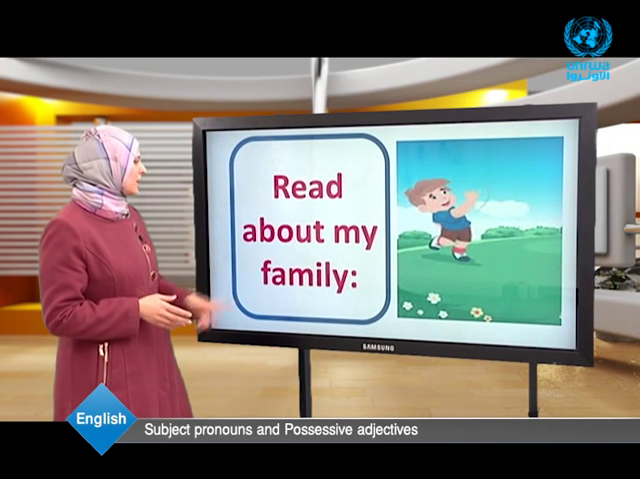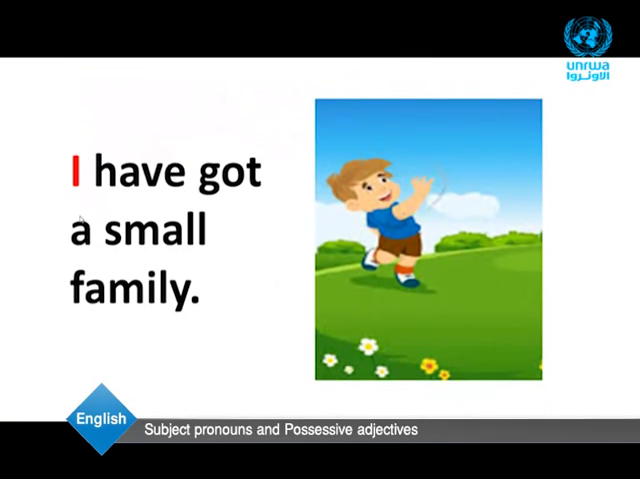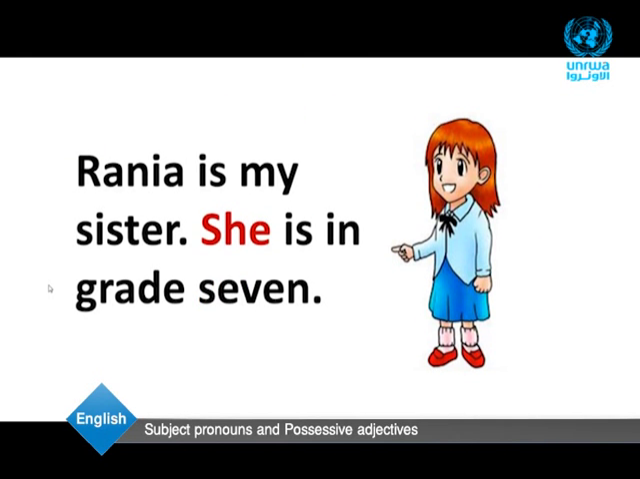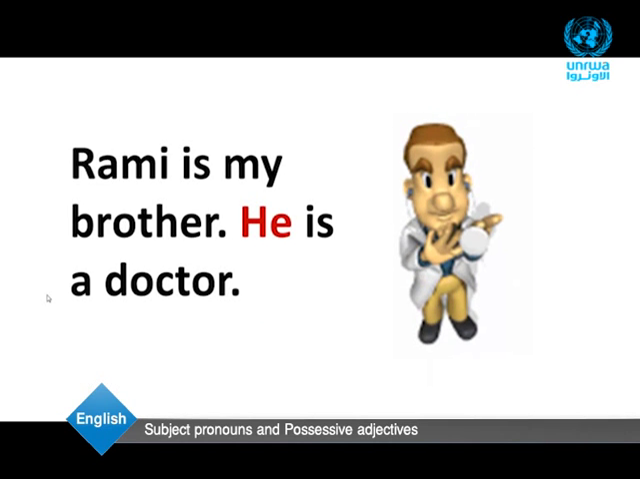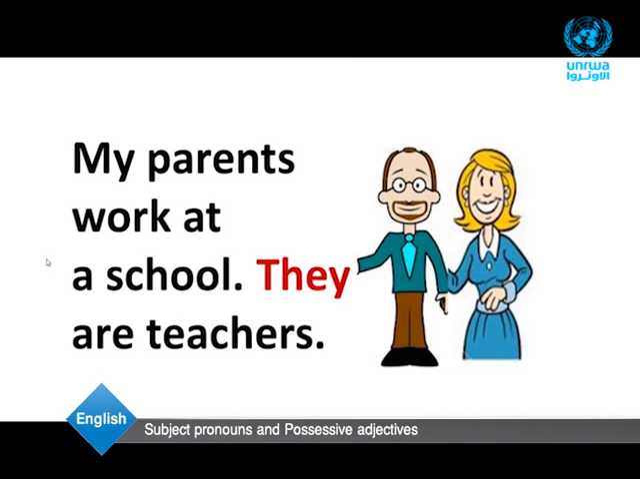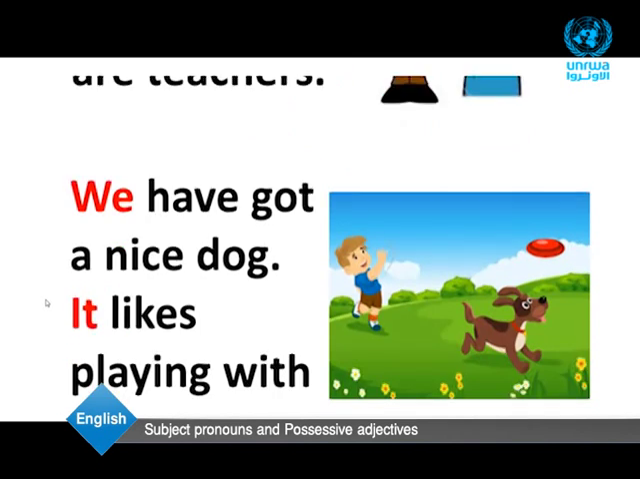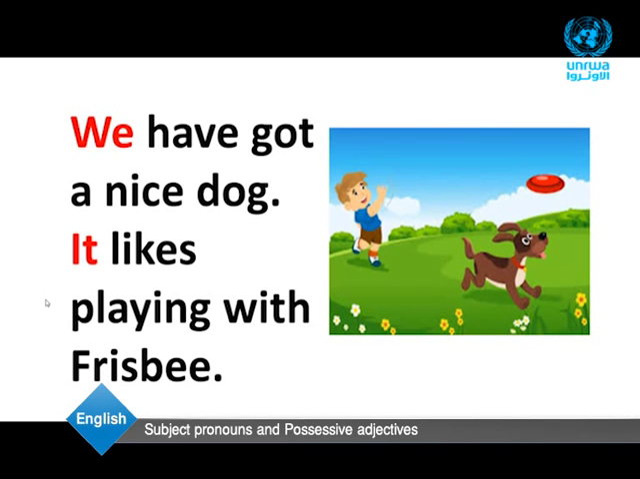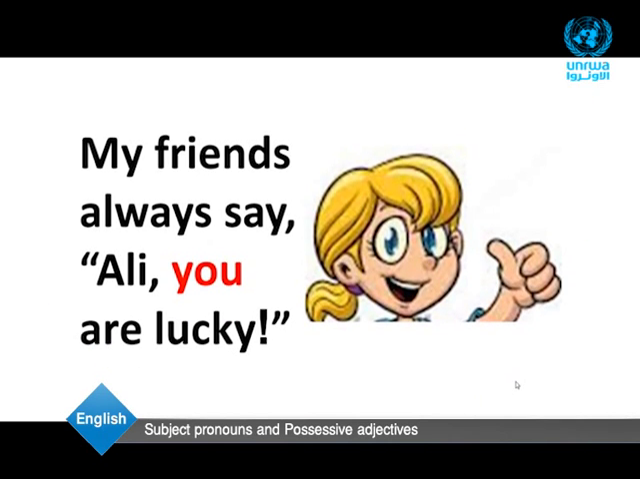Read about my family. I have got a small family. Rania is my sister. She is in grade 7. Rami is my brother. He is a doctor. My parents work at a school. They are teachers. We have got a nice dog. It likes playing with frisbee. My friends always say, Ali, you are lucky.